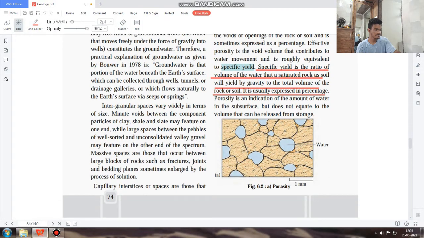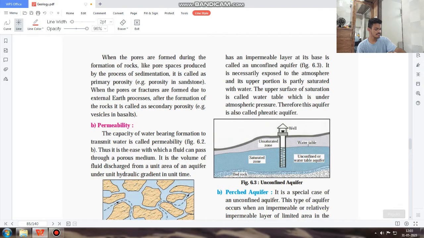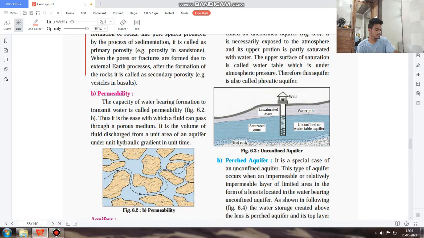Okay, next we move on to, yes, okay, you can just read this part, nothing much. Permeability: the capacity of a water bearing formation to transmit water is called permeability.